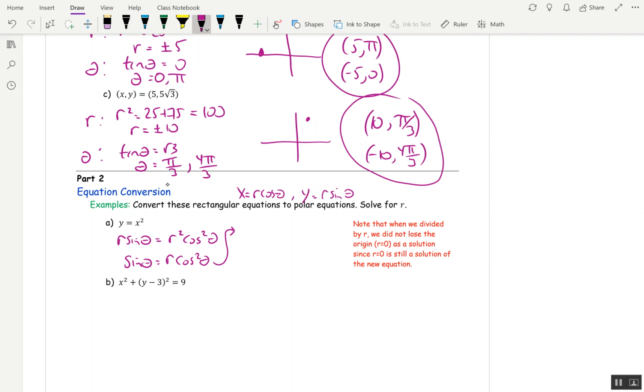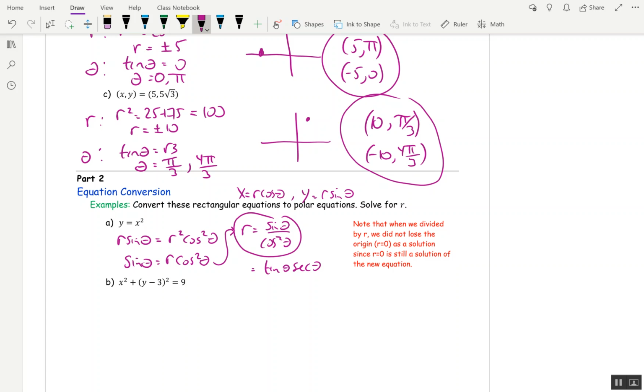So now we're going to solve for r. So r is sine theta over cosine squared theta. And you can leave it like that, that's fine. Or you could write it as tangent theta, secant theta. Either or. Okay, next one.